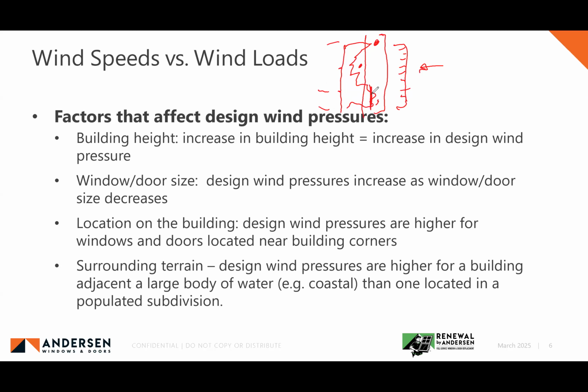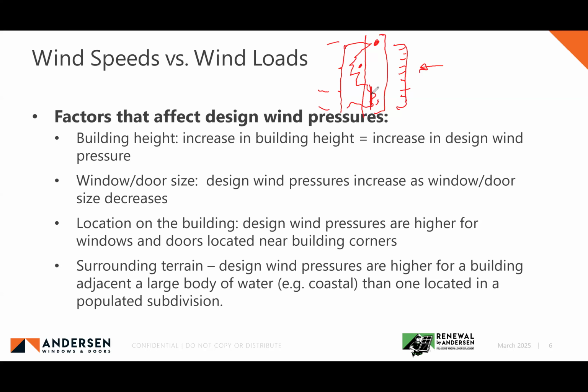Also, the location on the building. The design wind pressures are higher for windows and doors that are located near building corners. As the wind moves around a building, these vortexes are created at corners, on roofs, and on walls, and result in higher design pressure. So we have what we've seen in the code, zone 5 versus zone 4, which is kind of in the middle of the building.